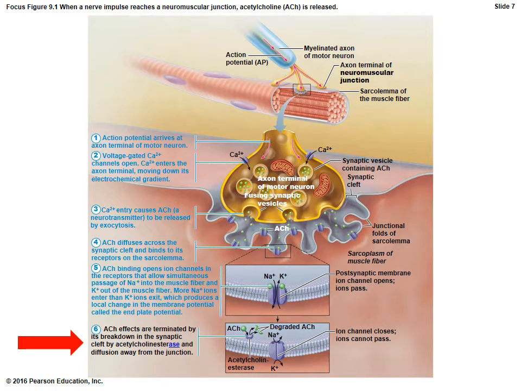This is step number 6, just to show you that acetylcholine can easily be terminated by the breakdown of acetylcholinesterase, which is an enzyme that usually is released when the muscle is done contracting and is getting ready to relax.